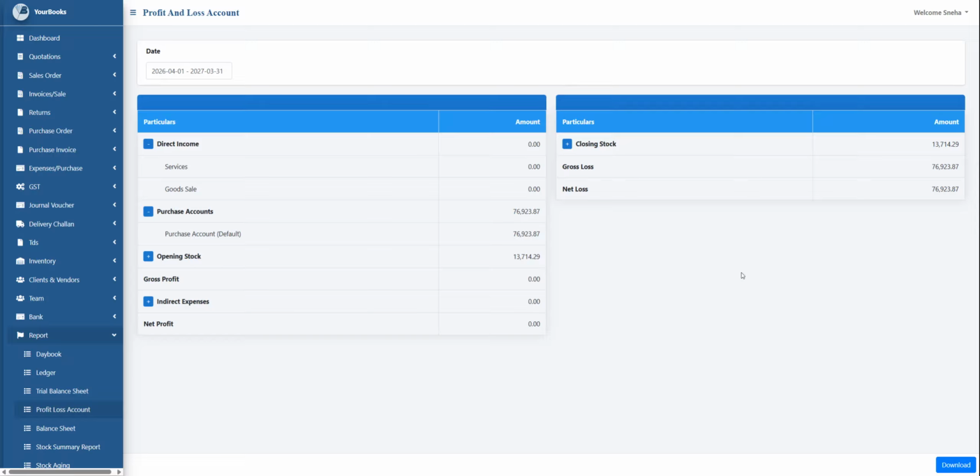Then to summarize this, the left side of the profit and loss report shows purchase and expense, while the right side shows income. The report automatically calculates gross profit, gross loss, net profit, net loss based on the transactions recorded during the selected period.